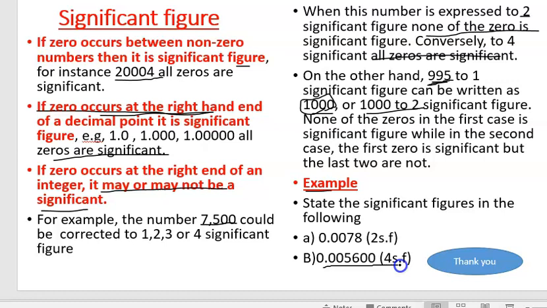I believe the area of significant figures has been simplified for your understanding. Realize that 0 can be significant depending on the position where that particular 0 lies.